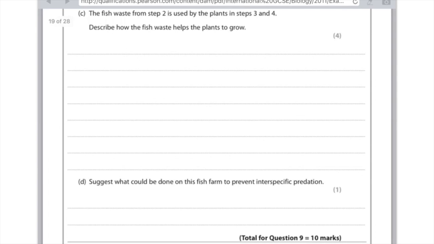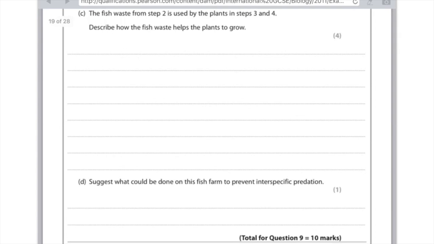You can also shove in the fact that plants use carbon dioxide to photosynthesize, but for me that's less relevant to the question. If I were answering it, it's worth 4 marks. I would mention microbes, the fact that they decay the waste for the second mark, and that they produce mineral ions, which are used by the plant to produce proteins, and that's more than enough.